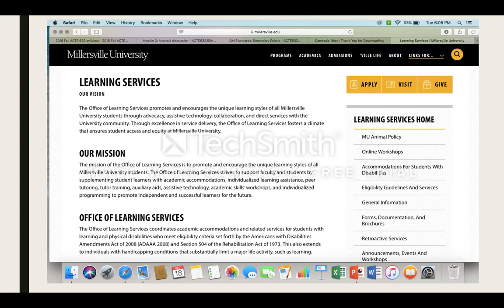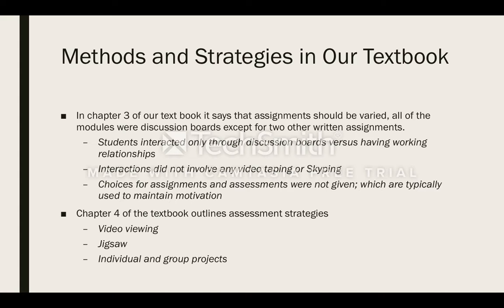So right here, Millersville has their learning services. The Office of Learning Services talks about online workshops, accommodations you might need, and eligibility guidelines. This is great for students that might need help and need some accommodations and modifications, so definitely use this if you need more accessibility for any kind of online course. It was in the syllabus that this is where you should go if you need any accommodations.